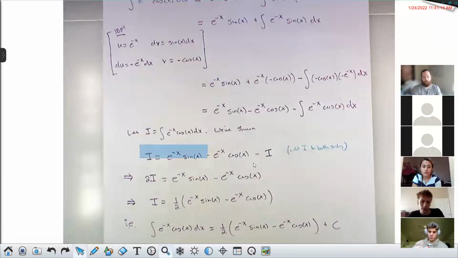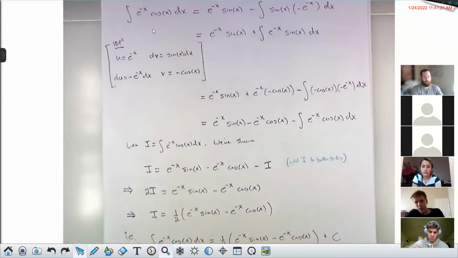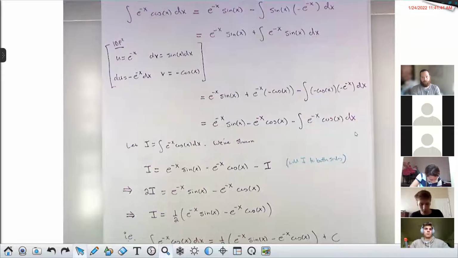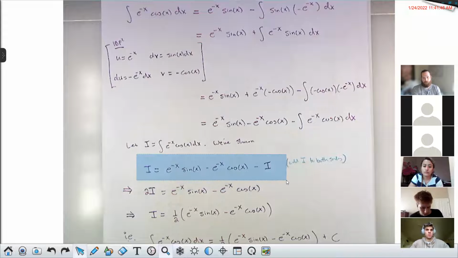Do we all see where this equation came from? I think that can be a little bit tricky. So here's I, and then equals e to the negative x sin x minus e to the negative x cos x minus I. So I'm taking my very, very starting thing here. This is I, and then setting it equal to this, where this is also I. And that's the magic of getting your integral to show back up. Then if you're lucky, as long as there's nothing else going on, you can just straight up solve the algebra equation for your integral.